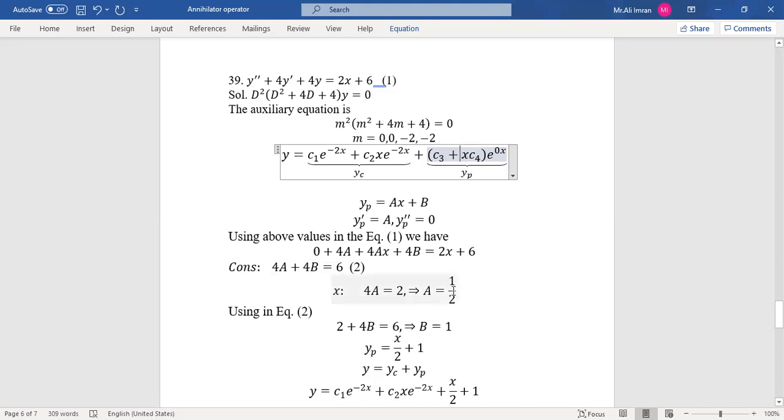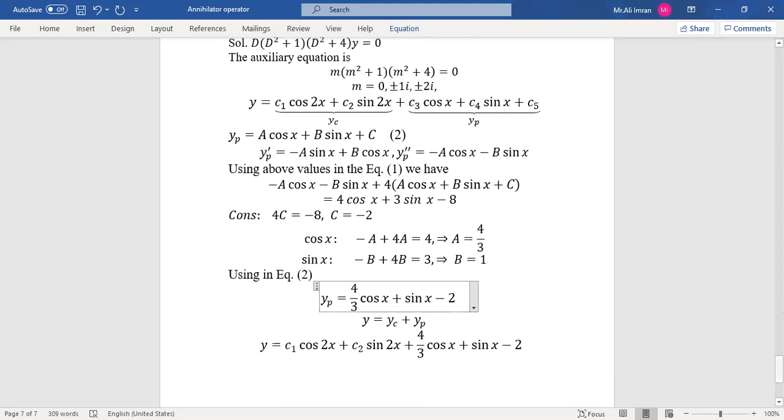Putting this value of a is equal to 1 by 2 in equation number 2, we can find the value of b, which is 2 plus 4b is equal to 6, which can be simplified as b is equal to 1. So the particular solution will be x by 2 plus 1, and the complete solution will be yc plus yp, and y is equal to c1 e power minus 2x plus c2 x into e power minus 2x plus x by 2 plus 1.